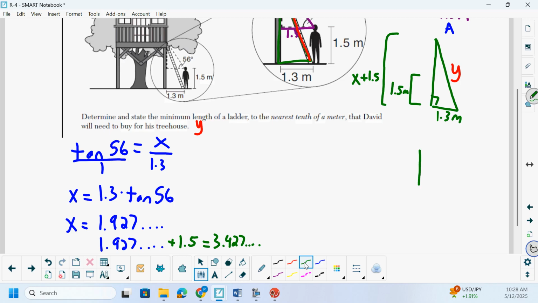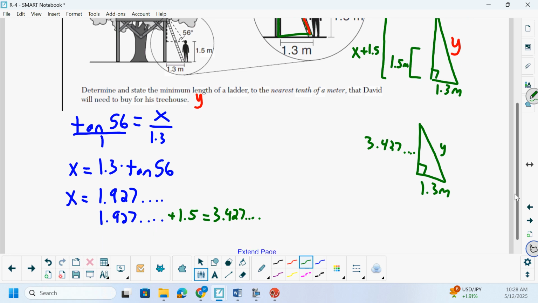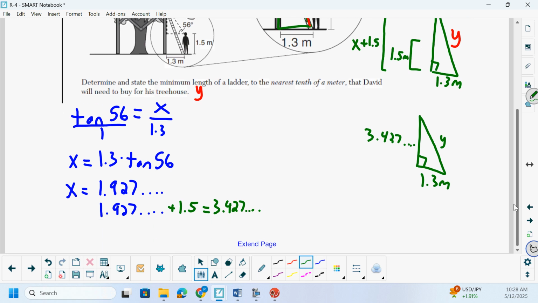We'll put the dot, dot, dot again to show the grader that we've kept that all the way out. So I'm just going to quickly redraw our green triangle. We're looking for the y. We've got the 1.3 meters. And now we know this vertical is 3.427 dot, dot, dot. And here's our right angle. Well, we know 2 of the 3 sides in this right triangle. We do not know any angles, so we can just do Pythagorean theorem. So we're going to do 1.3 squared plus 3.427 dot, dot, dot, all squared, and then equals y squared.